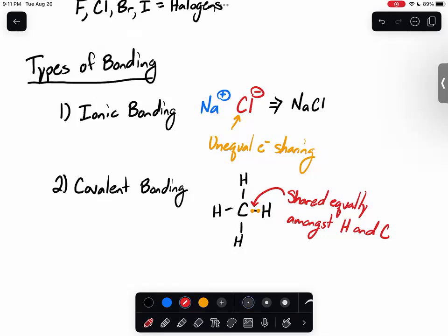And so when we're looking at these covalent bonds, all of these atoms can share those covalent bonds.